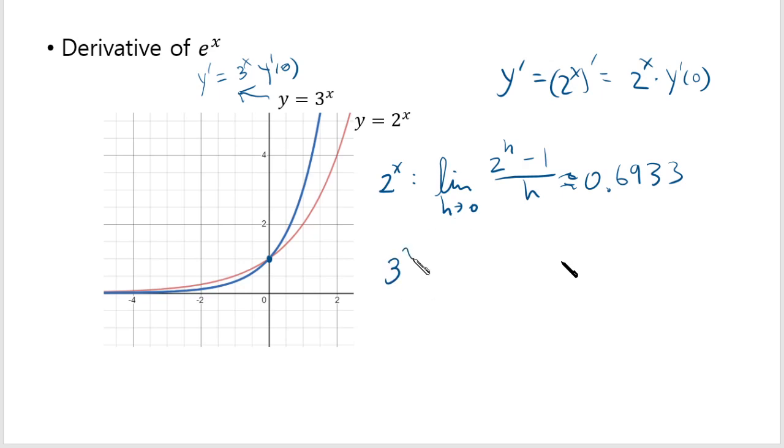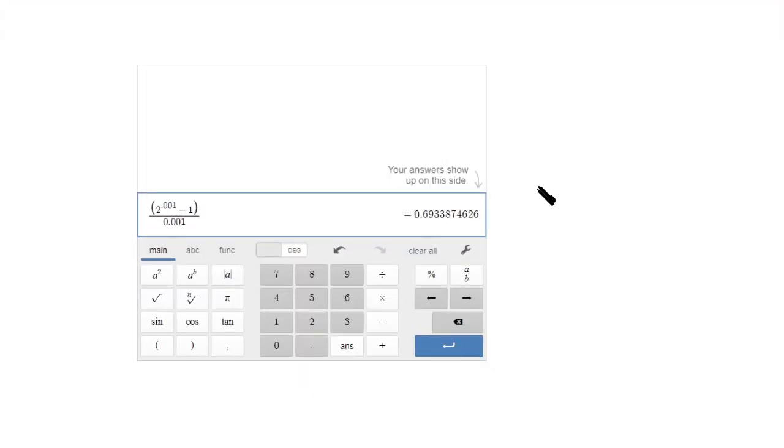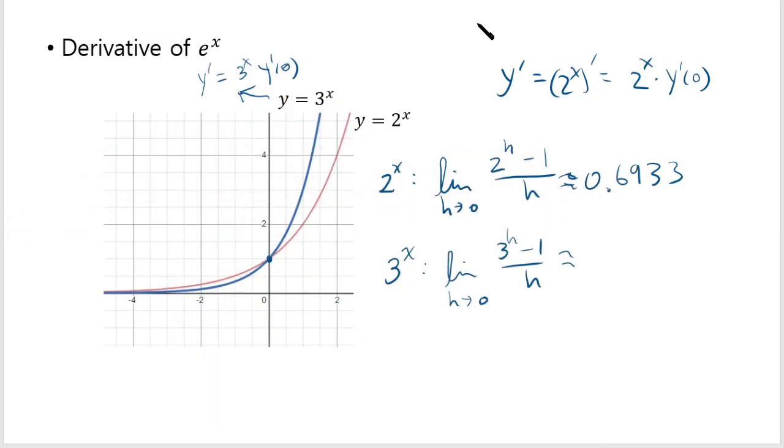Let's do the same thing for 3 to the x. Let's see what happens. This time we're going to do limit h going to 0 of 3 to the h minus 1 over h. Again, we use the calculator. All we have to change is this 3, right? Put that as 3. And it's 1.099. Okay. So this is about 1.099.